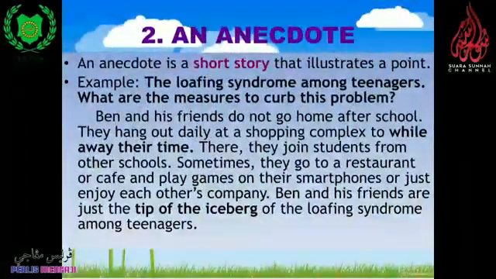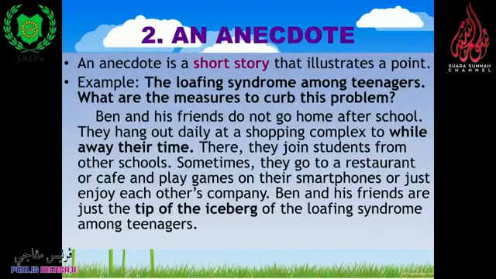Number 2. An anecdote. What is an anecdote? An anecdote is a short story that illustrates a point. The loafing syndrome among teenagers. What are the measures to curb this problem? Ben and his friends do not go home after school. They hang out daily at a shopping complex to while away their time. There, they join students from other schools. Sometimes they go to a restaurant or cafe and play games on their smartphones or just enjoy each other's company. Ben and his friends are just the tip of the iceberg of the loafing syndrome among teenagers.